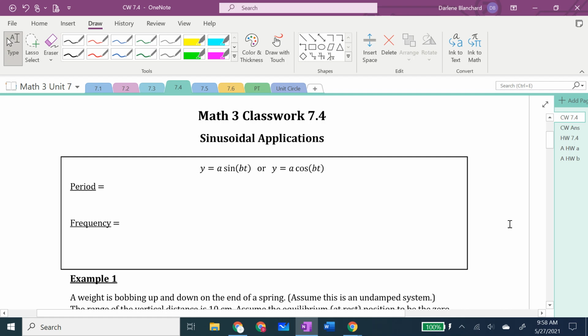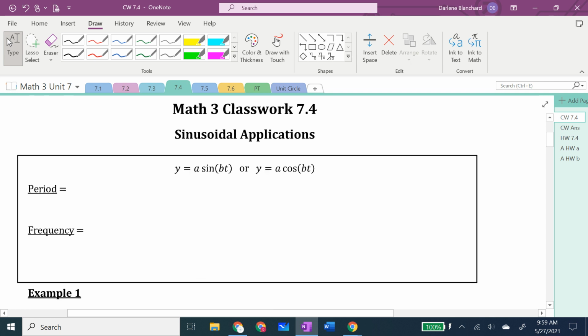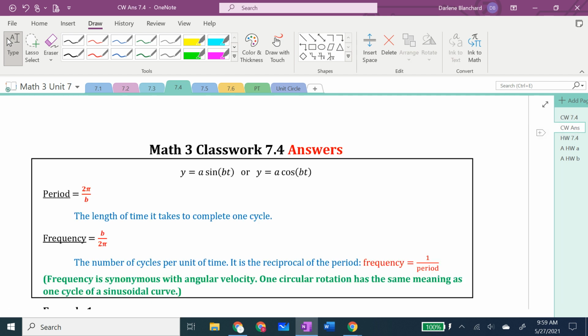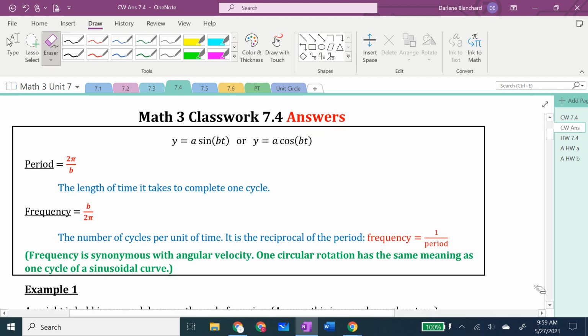Okay, classwork 7.4 gets us to applications, sinusoidal applications. Sinusoidal applications are basically when you're dealing with waves. Now, we're familiar already with the word period, and that is a math word. Frequency is more of a physics word. So I'm going to come over here to the nice typed up answers.